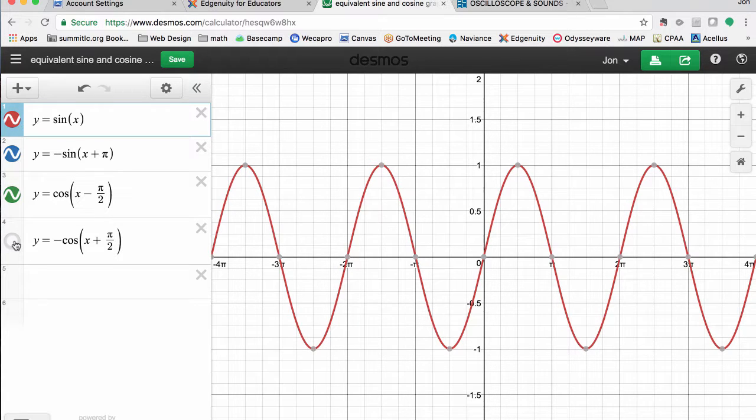All 4 of these are the exact same function, just with different phase shifts to move it right or left to match up, or a negative to kind of do the opposite, making it go up instead of down or down instead of up. But again, finding that connection between sine and cosine and realizing they're the same thing, just different horizontal shifts, is a good idea to keep in the back of your mind.